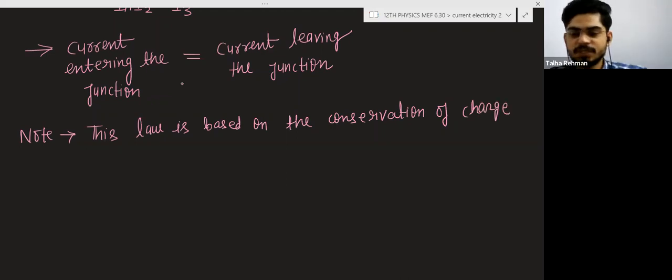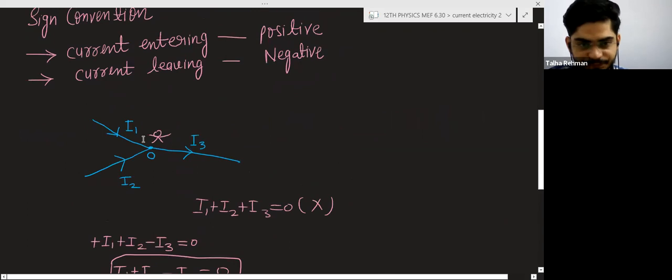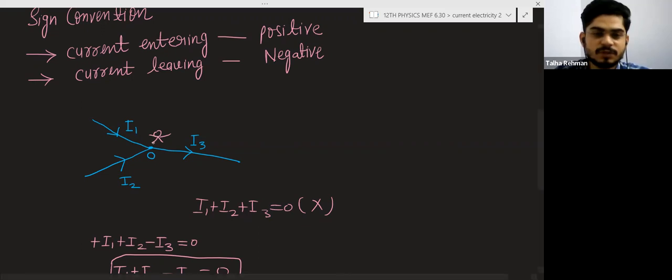Conservation of charge means, see here, why is this law valid? Why can we write this as equal to 0? Because suppose some water is flowing from this wire. Some water is flowing from this wire.